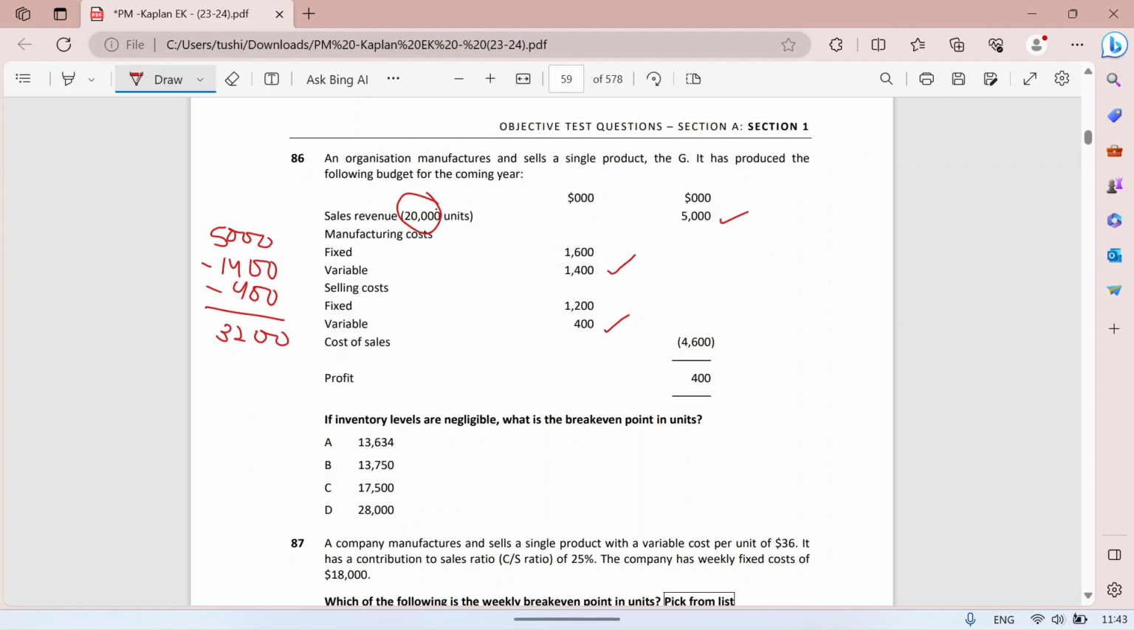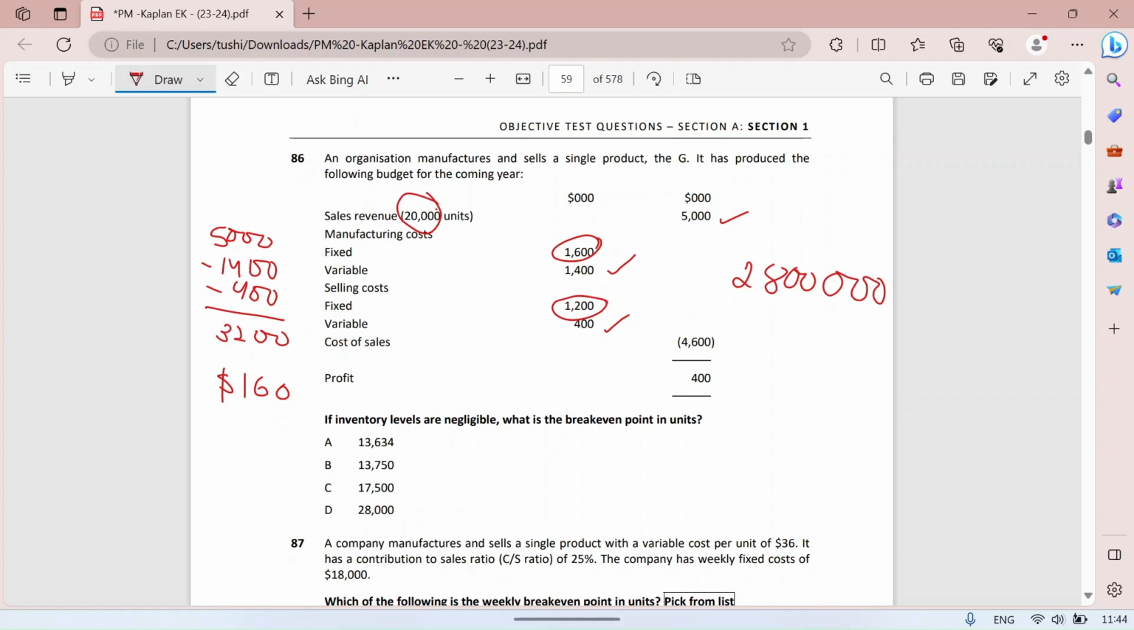Now, I have my per unit contribution. Now, let's have a look at the fixed costs. So, fixed costs are 1,600 plus $1,200,000. So basically, if I total both of these up, I will have $2,800,000 as the fixed costs. Now, to find out the break even, it is very simple. I will just take the fixed cost and divide that by the contribution per unit, which is $160, and with this I will have my answer as 17,500 units.